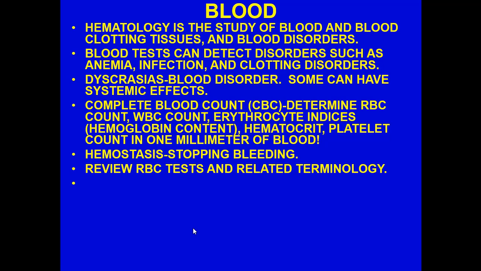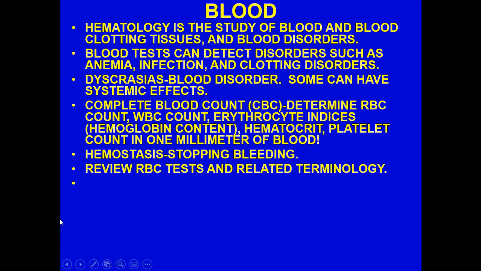Hematology is the study of blood and blood clotting tissues and blood disorders. Blood tests can detect disorders such as anemia, infection, and clotting disorders. A dyscrasia is a term for a blood disorder. Some can have systemic effects. When we talk about complete blood count, CBC, this is to determine the red blood cell count, the white blood cell count, the erythrocyte indices such as hemoglobin content, the hematocrit, the platelet count, and all of this can be done, yes, in 1 millimeter of blood. The term hemostasis is the attempt to stop bleeding.